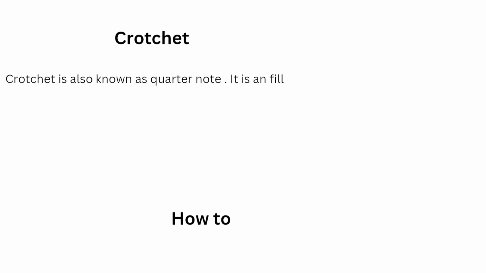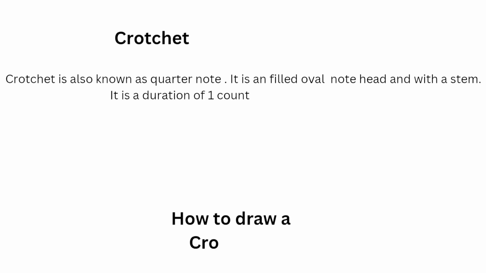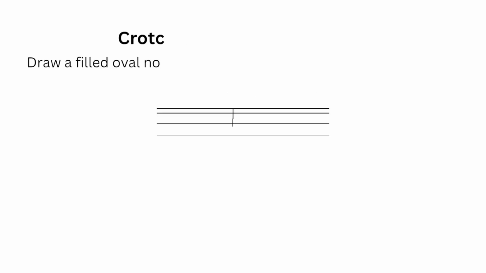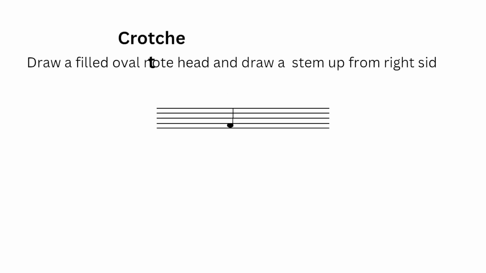What is a crotchet? Crotchet is also known as a quarter note. It is a filled oval note head with a stem. It is a duration of 1 count in 4/4 time signature. How to draw a crotchet? Draw a filled oval note head and draw a stem up from the right side, straight.